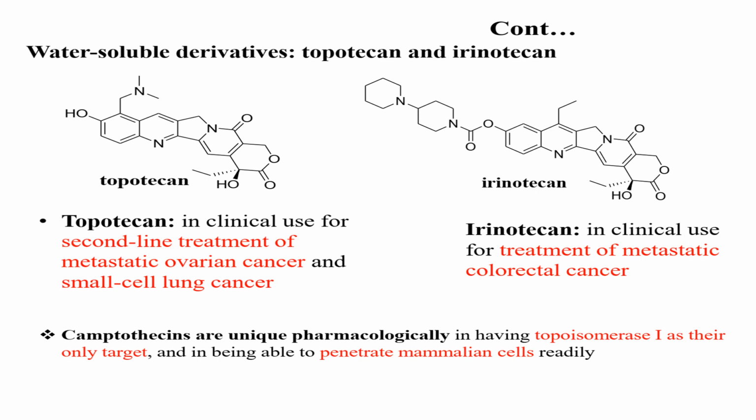So these camptothecins are unique pharmacologically in having topoisomerase I as their only target and in being able to penetrate the mammalian cell readily. Therefore, different drugs can be obtained or isolated from natural products. Maybe that drug has less toxicity as well as high toxicity. Not only that, it may have less water solubility. To solve this, we have to use semisynthetic analogs from that drug, which are more potent than the parent compound.